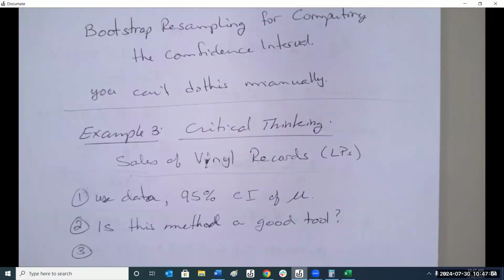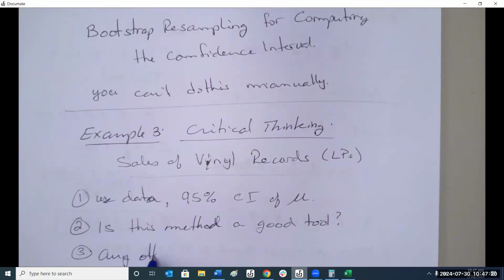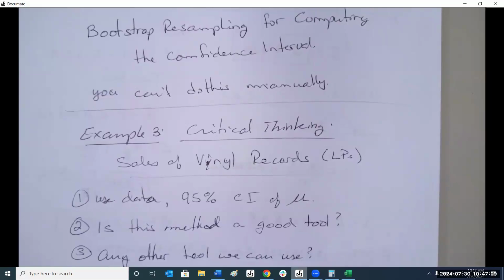And the third one, apart from the confidence interval, is there some other tool that would be better for gaining insight into the nature of the sample data? What is the most notable difference about the sales numbers? Any other tool we can use?